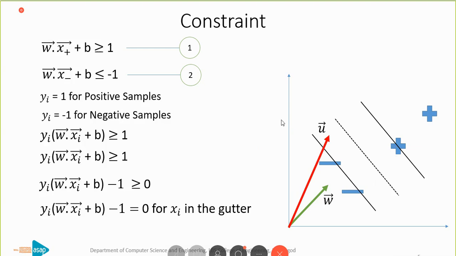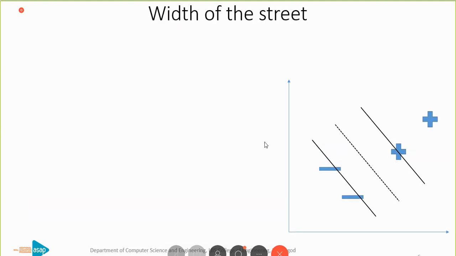So let us move to the next slide. So you have a constraint now. Okay, so what is the aim? We need to find the width of the street. As we say, the width of the street is this, right? This is the width of the street. So this street separates these positive samples from the negative samples.